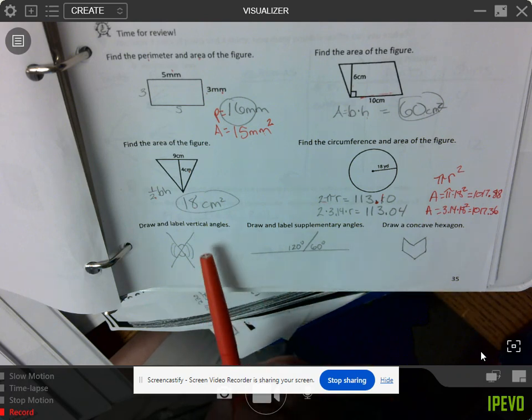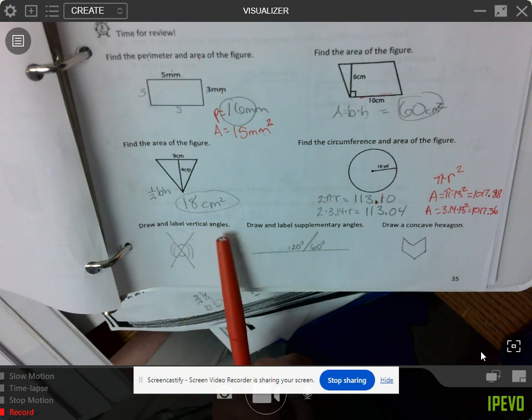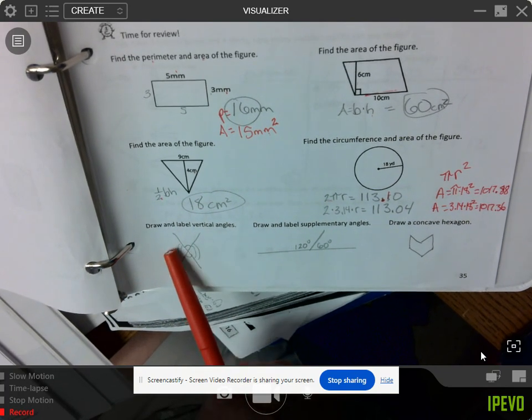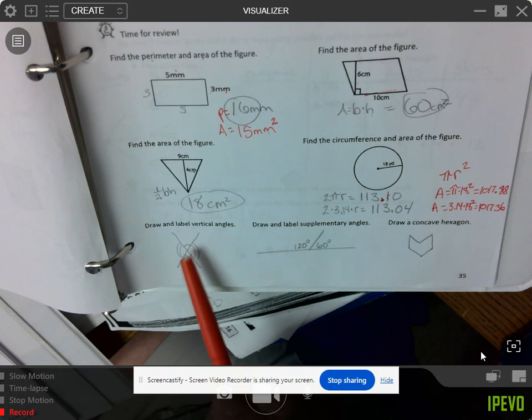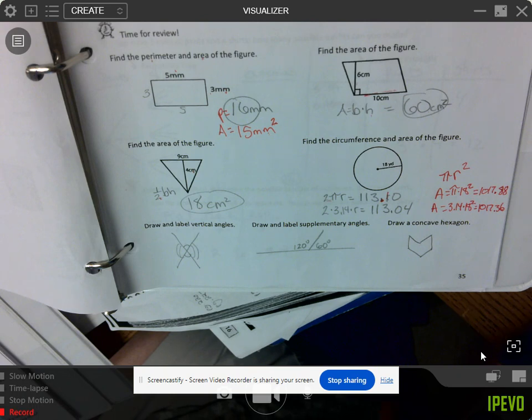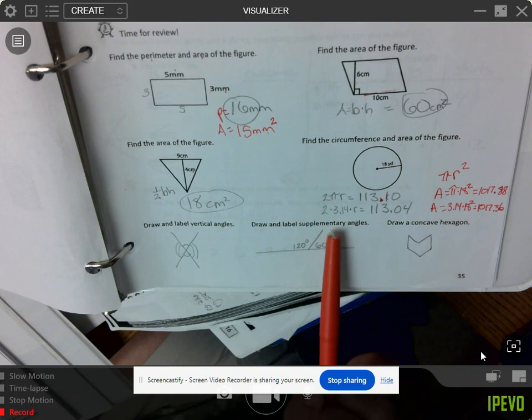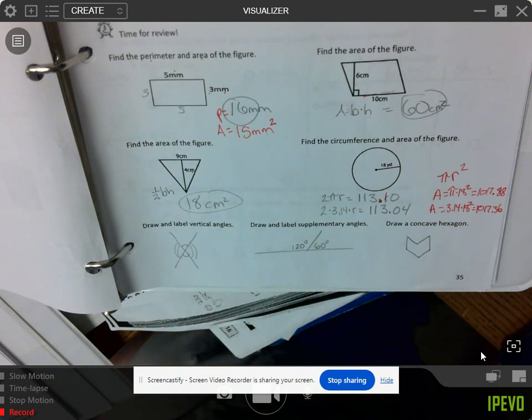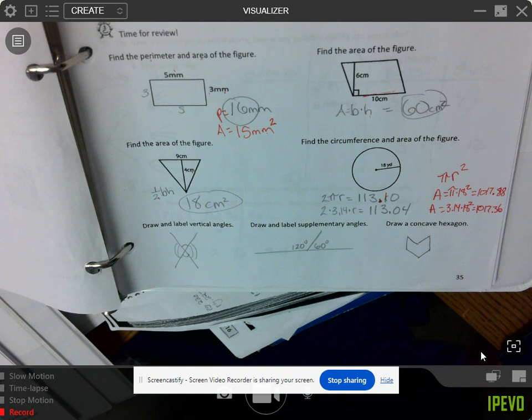Now, going way back, draw and label vertical angles. Remember, vertical angles make that X, and opposite angles that share the vertex are congruent. They are the same. Draw and label supplementary angles. Supplementary means if we add the two together, they equal 180 degrees. So I did 120 and 60. That doesn't have to be your answer as long as your two angles added together equal 180.